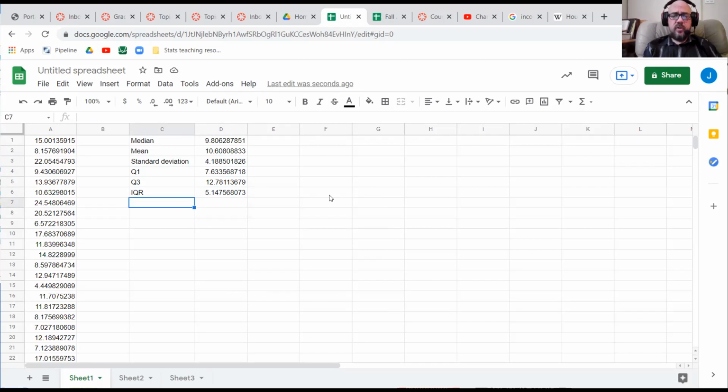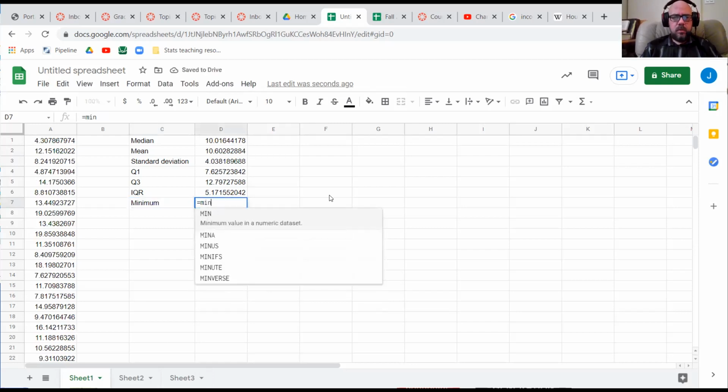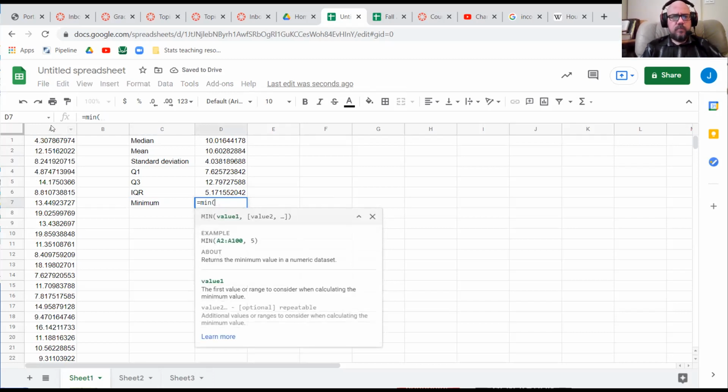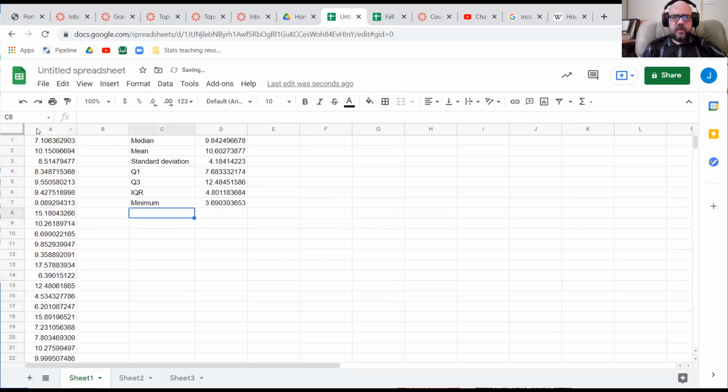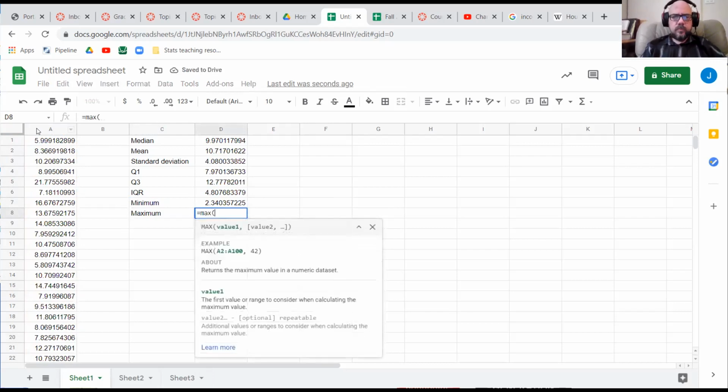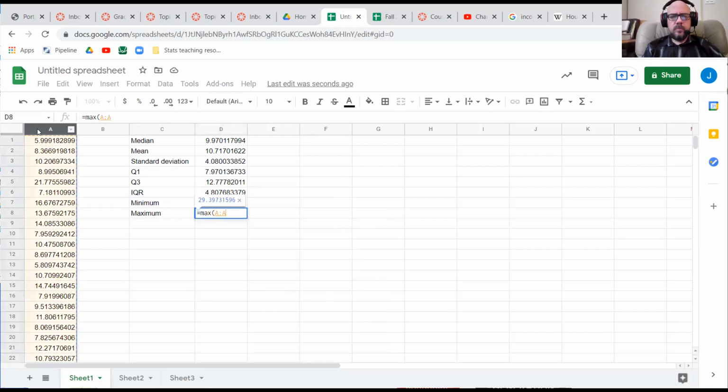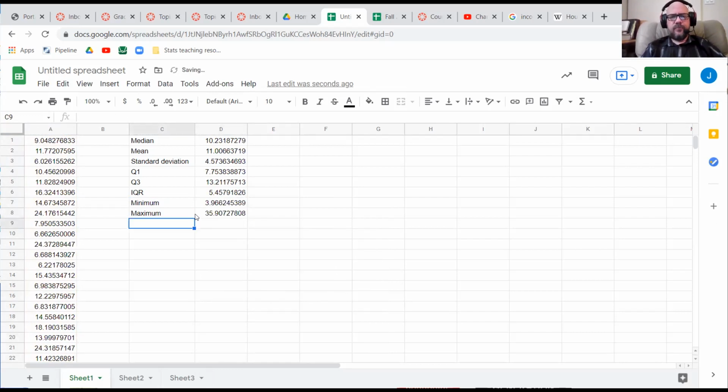It does have range, so you can do min and max, right? So minimum is min of column A. It'll tell you what the smallest value is, and the maximum command is max. There you go. Okay, so there's your min and max. And if you want to find the range, you would just subtract these two. So that's how you do this all in Sheets.